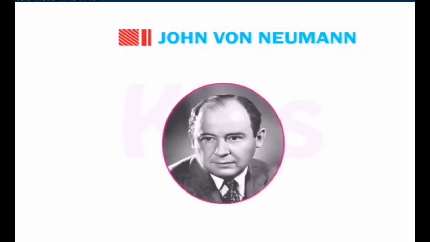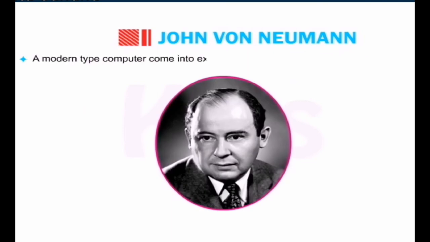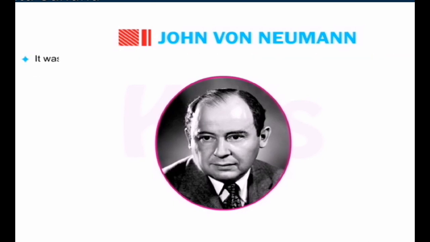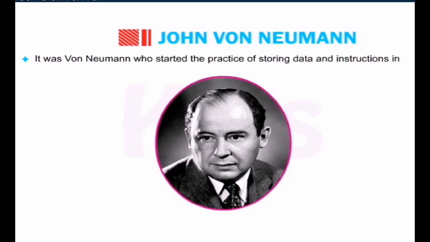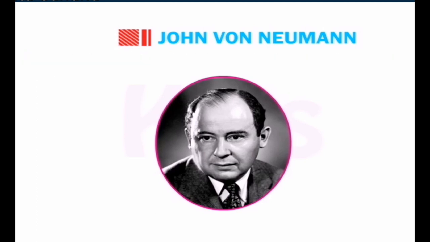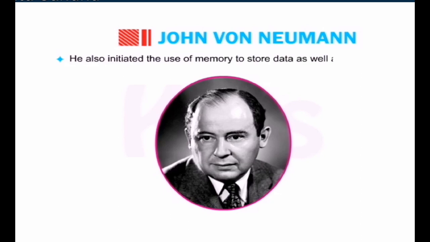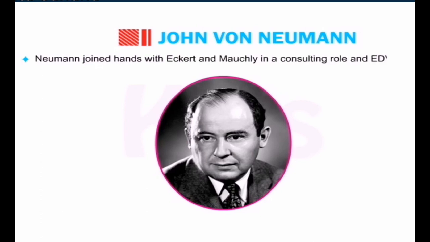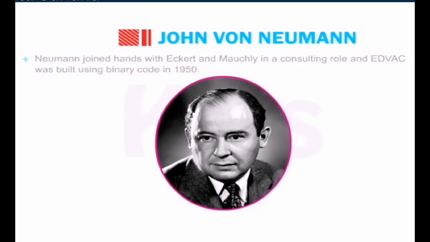John von Neumann. The modern computer came into existence with John von Neumann. He developed the software written in binary code. Neumann, with the help of Eckert and Mauchly, invented EDVAC. The EDVAC concept of storing different programs on punch cards led to the advancement of computers that we know today. So he developed EDVAC, the computer with binary code.